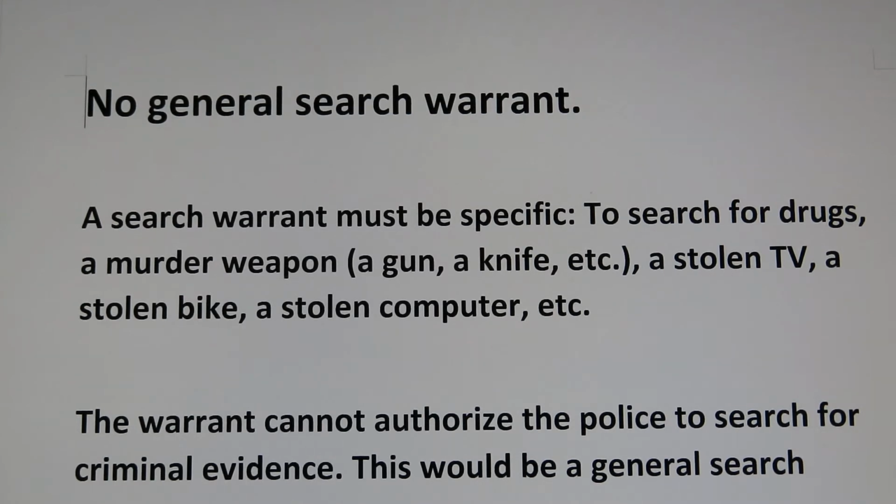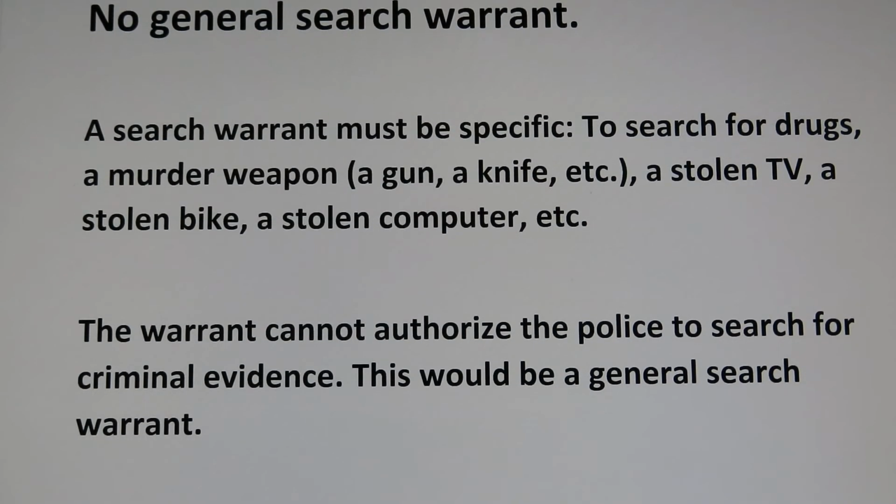It is very important for us to understand this. There cannot be a general search warrant. So we have this principle that is called no general search warrant. Meaning, a search warrant must be specific. The warrant must be specific, specifically indicating where the police are going to search and what items are going to be searched for. The warrant cannot simply say police are authorized to search for criminal evidence. That would be an example of a general search warrant. If the warrant only says police can conduct a search for criminal evidence, that is not permitted because that would be a general search warrant. A search warrant must be specific.